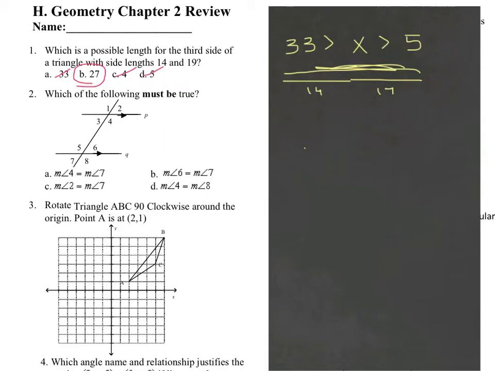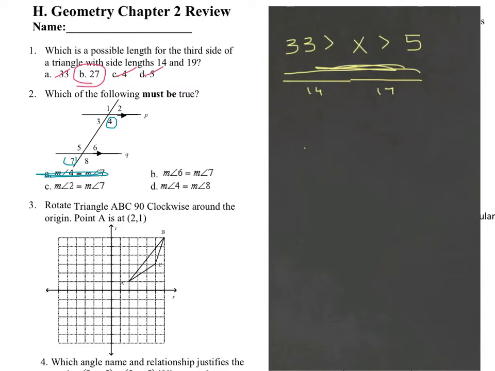For number 2, these guys are parallel, and we know that because of those little arrows right there and right there. And I also know that I've got all sorts of things that are equal to each other. So let's look at 4 and 7. 4 and 7, this one and this one, we actually know they're not necessarily equal to each other because one is obtuse and one is acute.